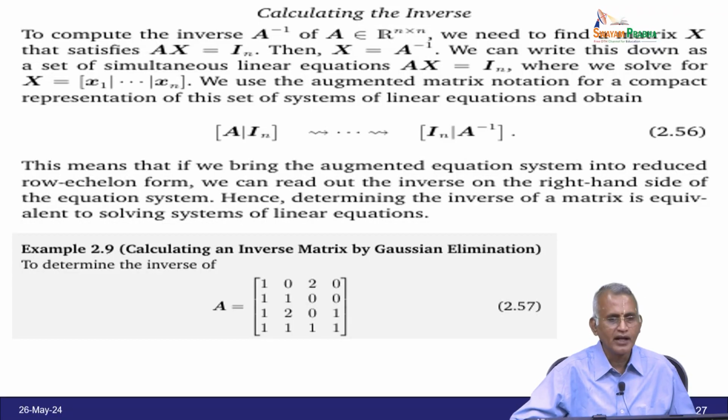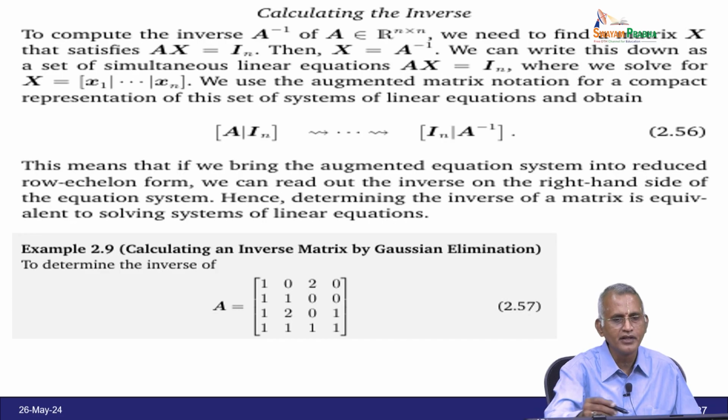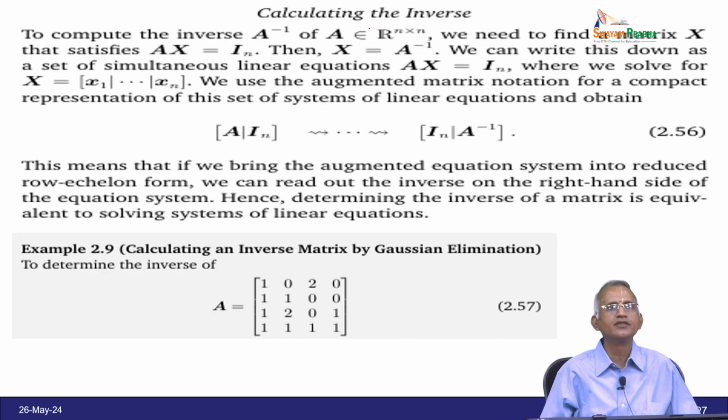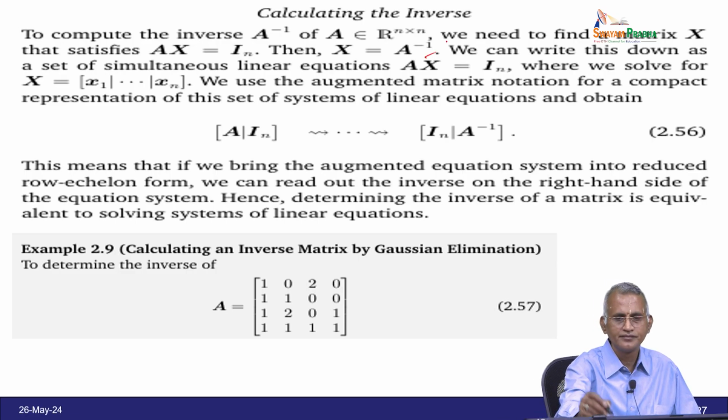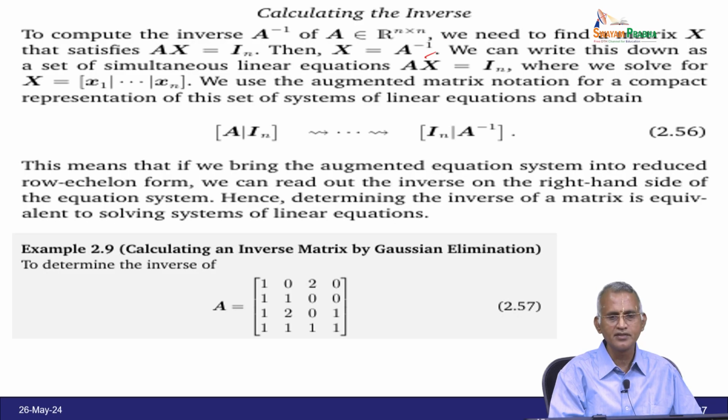Now, calculating the inverse. To compute the inverse A inverse of A, which belongs to R^(n×n), we need the matrix X that satisfies AX equals I, then X equals A inverse. We can write this down as the set of simultaneous linear equations AX equals I, where we solve for X equals [x1, ..., xn].